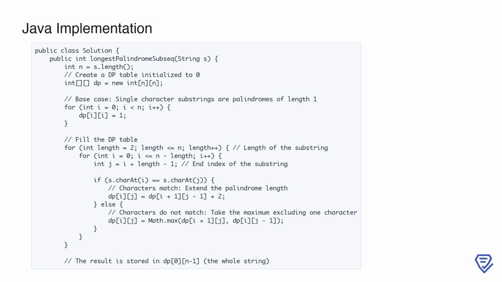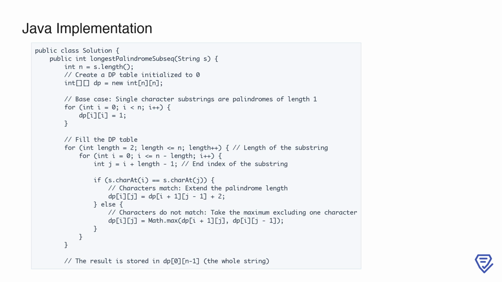We initialize a variable n to store the length of the string and create a two-dimensional dp table, dp, initialized to 0. This table will help us store the results of subproblems to avoid redundant calculations. Next, we handle the base case. Single character substrings are always palindromes of length 1, so we iterate through the diagonal of the dp table and set dp[i][i] to 1 for all indices.